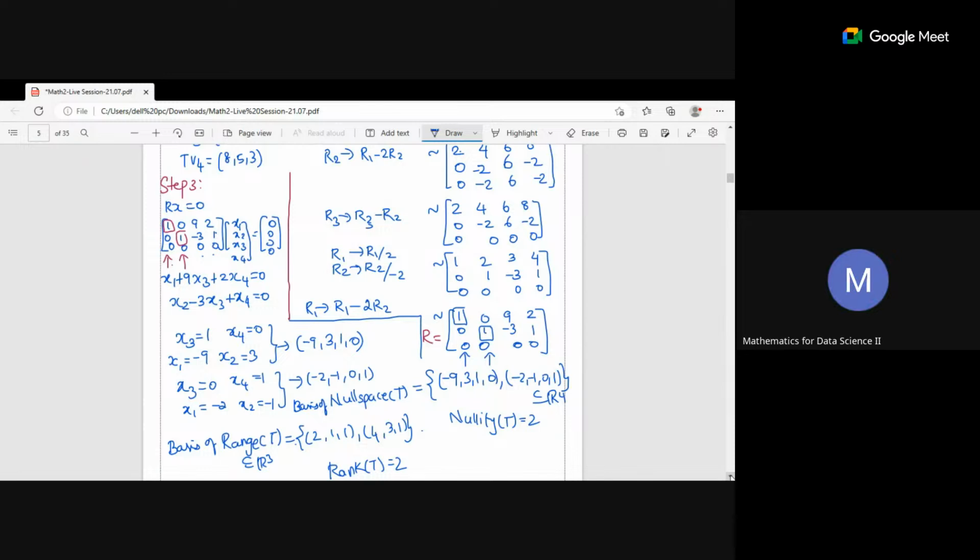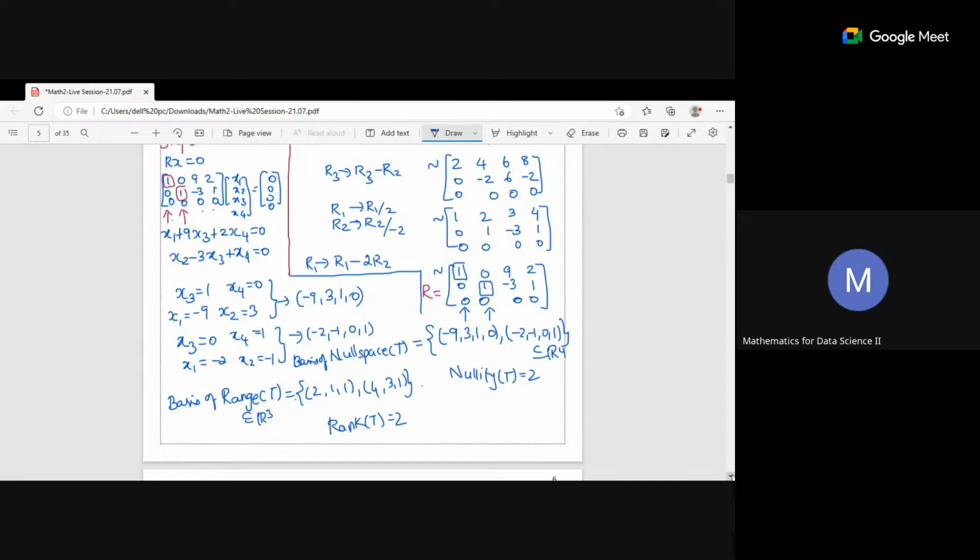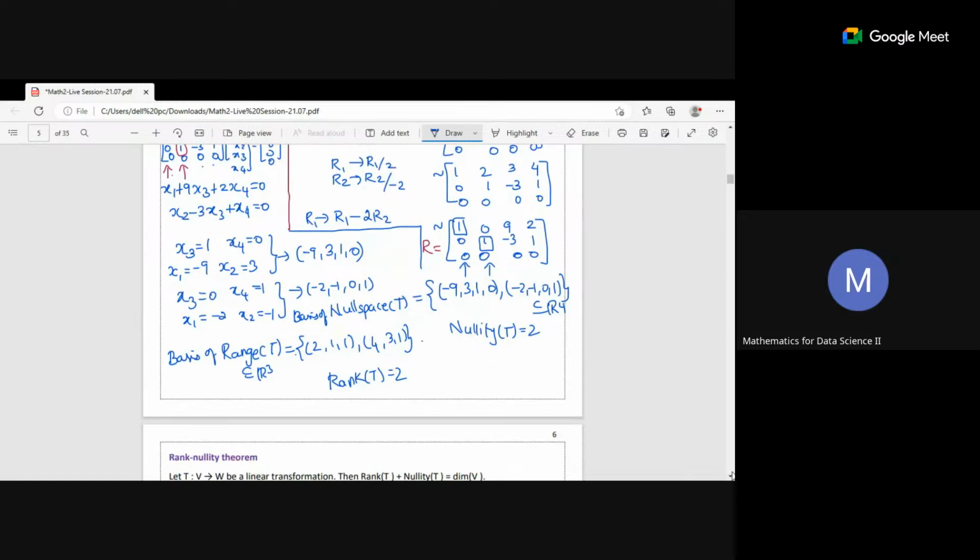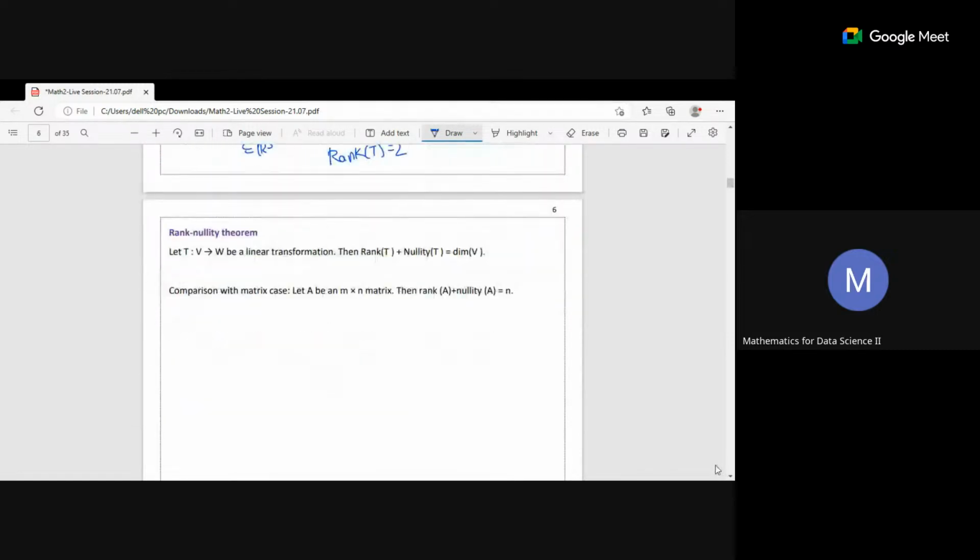Okay. So I guess finding the basis of null space and range space for a linear transformation is clear for everyone. So next is the rank nullity theorem. The rank nullity theorem is exactly the same as in the case of matrices. So first, maybe we'll recall the matrix case. If you have an m by n matrix, then rank of A plus nullity of A is equal to n. This you know, right? Now, if you have an m by n matrix, what will be the corresponding domain and range for a transformation corresponding to this matrix? Can you tell?